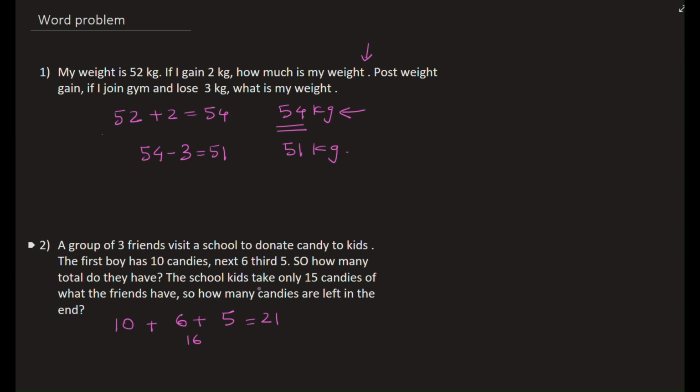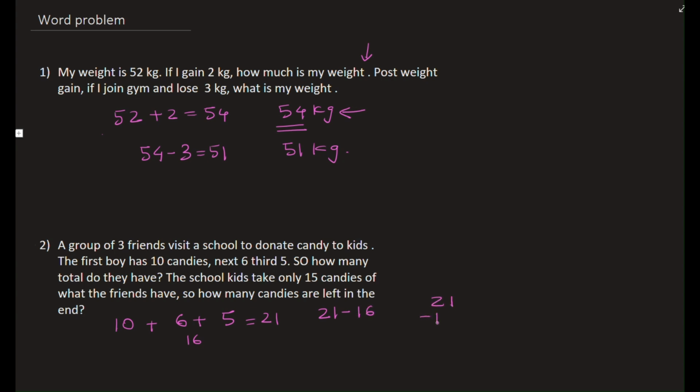The school kids take only 15 candies of what the friends have. So how many candies are left in the end? So the school kids, they don't take all of the 21 candies. They only take 15 candies. So how many are left in the end means they have already consumed 15 candies. How many are left in the end means from 21 I have to subtract 15.